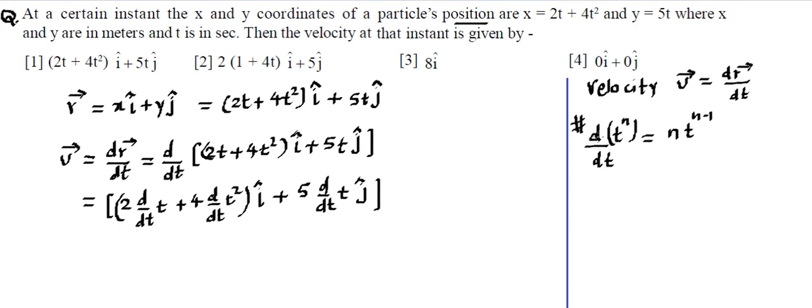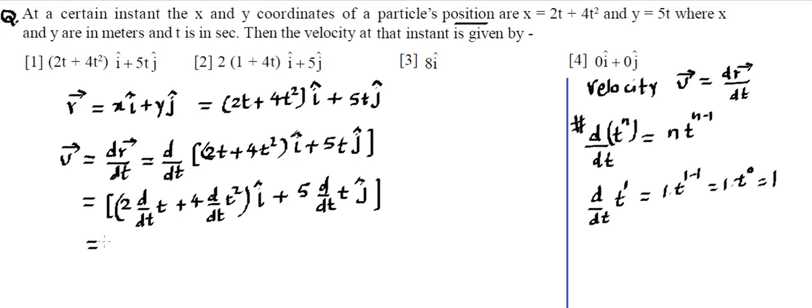Now use this formula that is given over here, n can take any value, so whatever the n is, based on that we can find it out. Let's say we are using d upon dt on t, so t is basically t raised to power 1, so we will write the power in front and we will make this power subtracted by 1, so it's going to be 1 into t raised to power 0. t raised to power 0 is 1, so that means the answer is 1. So whenever we get dt upon dt, the answer comes out to be 1.